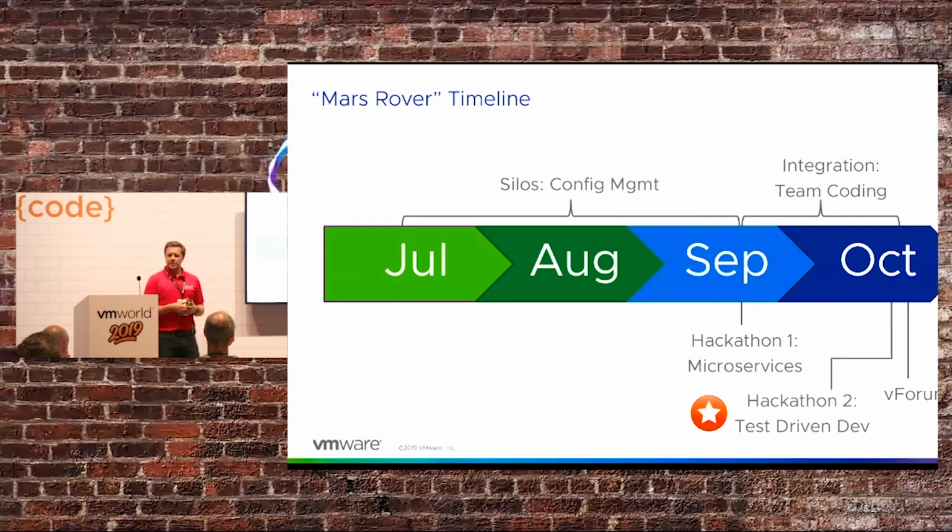So this brings me to the night before our vForum event. We had our hackathon number 1, and this was our second hackathon. We all flew in early, and we all got into a room and had a dress rehearsal. And like all things, we had challenges. Things started to go wrong.